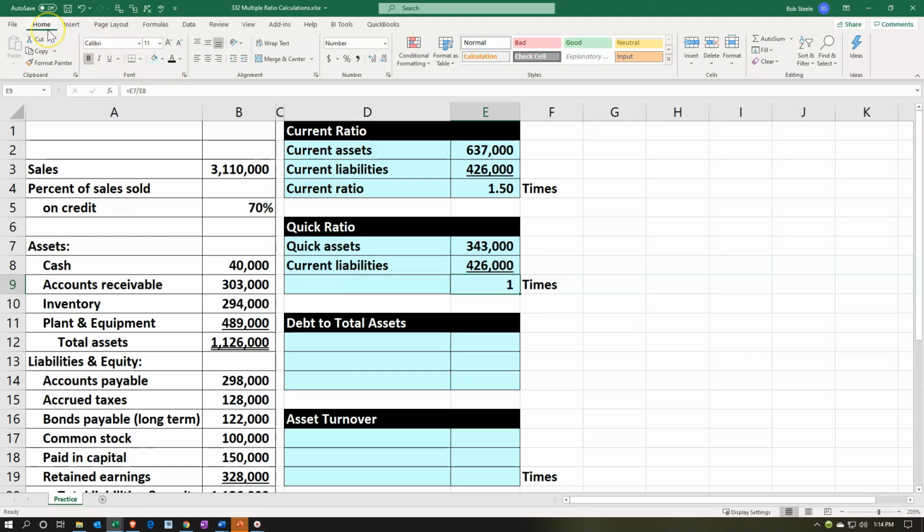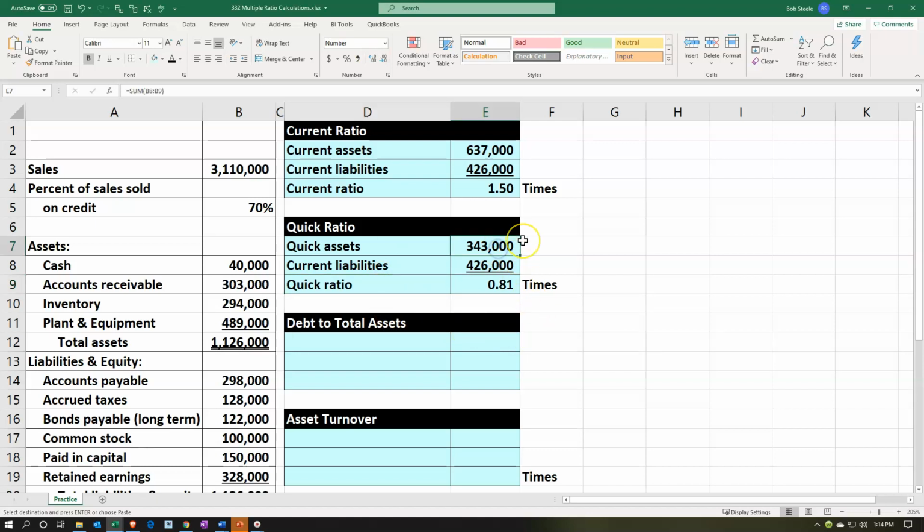Let's go back on over here. We're going to be picking up the numbers, adding 2 decimals. We could keep going. We're going to add it to 2, and then we're going to say that this is going to be the quick ratio.